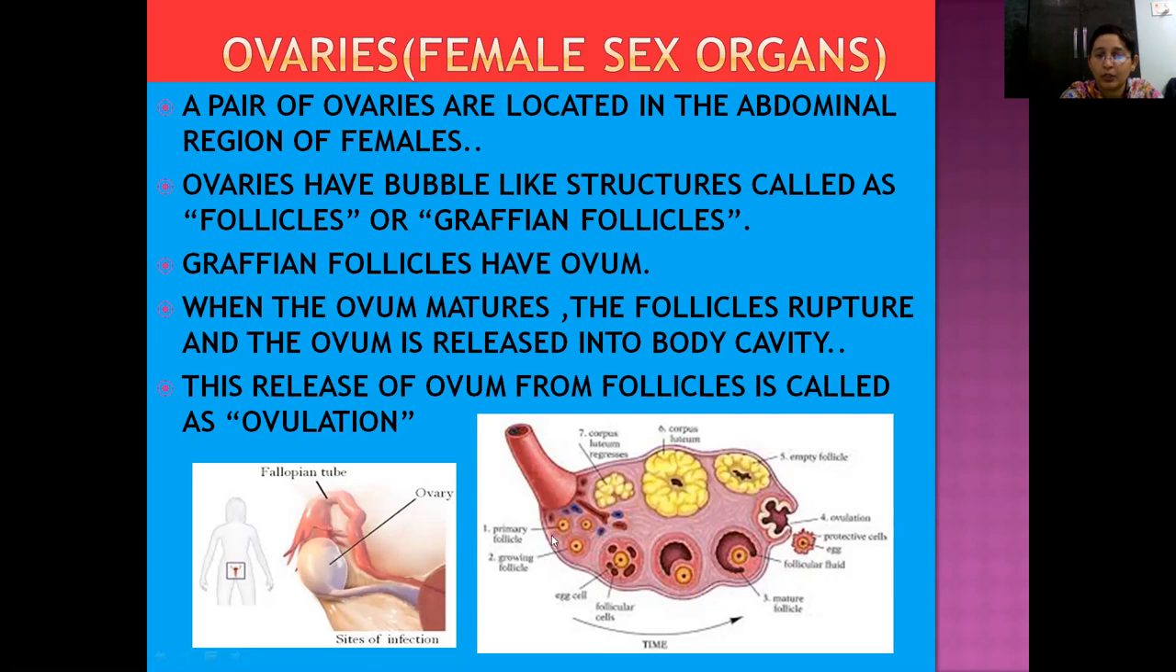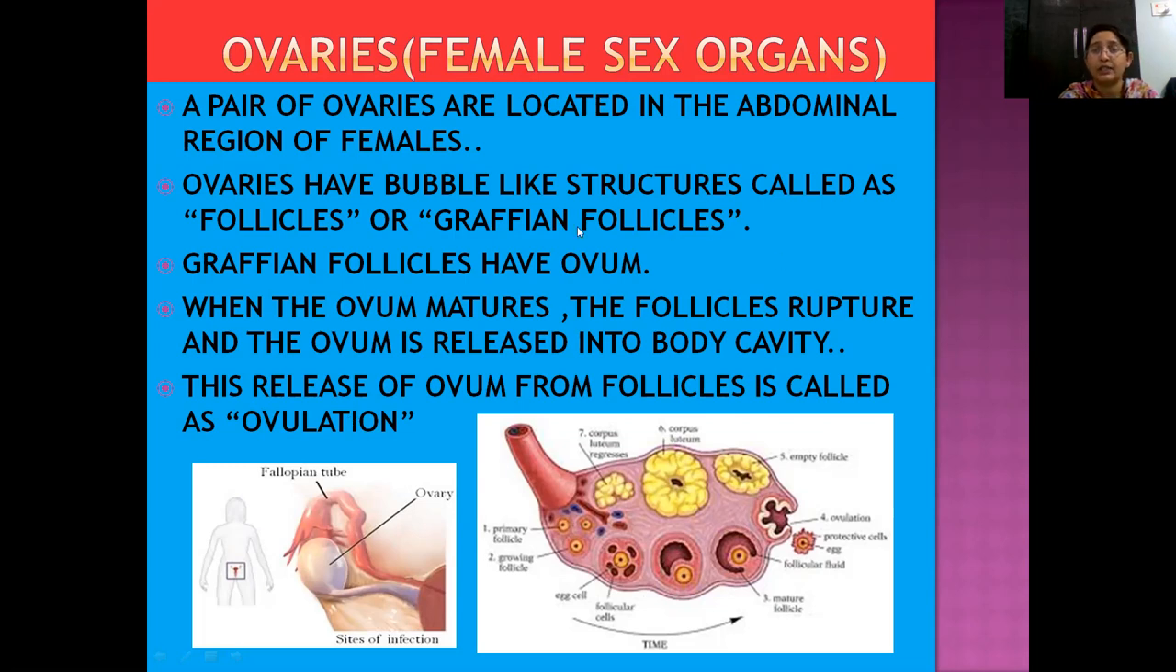Okay, so this is how the ovum gets matured inside the follicles, and when the ovum is matured, it is released out. I hope you have understood this. So here the release of ovum from follicles is called ovulation.